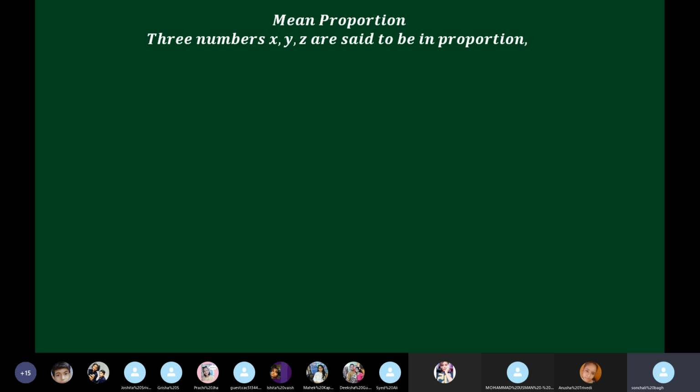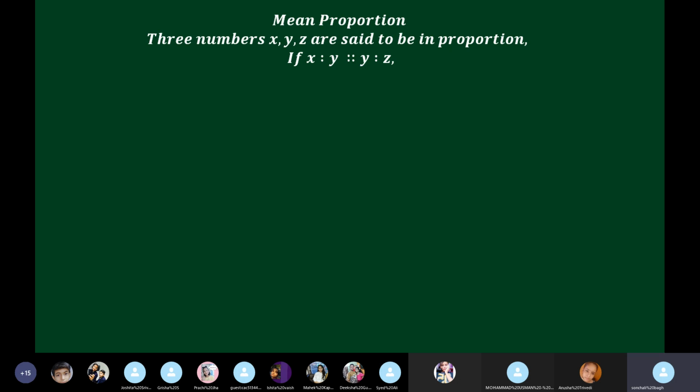3 numbers X, Y, Z are said to be in proportion when we are repeating the middle term. Means X is to Y is proportional to Y is to Z. Am I clear? Yes, ma'am. So we are repeating the middle term. The denominator in the first ratio becomes the numerator in the second ratio. Understood?